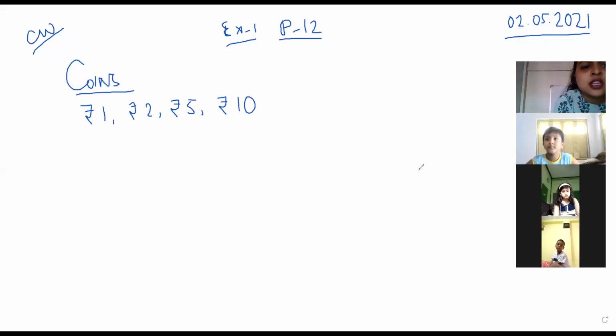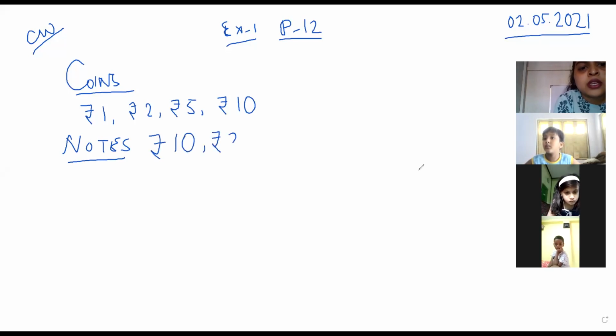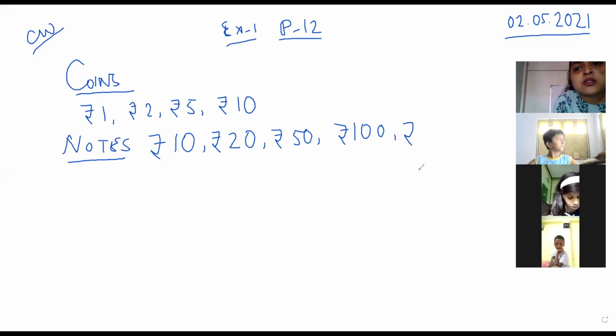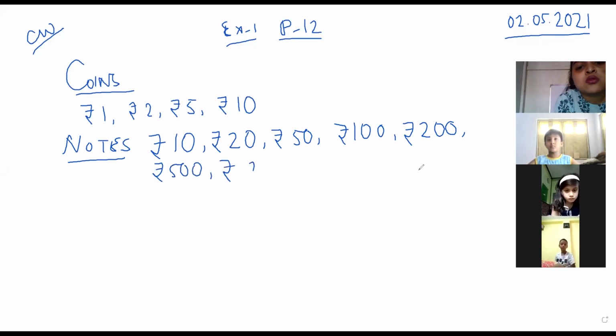Not reached to us till now. And how many notes can we generally see? Generally, we can see rupees 10 notes, which we all have seen and use. Rupees 20 also. Rupees 50 also. Rupees 100 also. Rupees 200 also. After that, rupees 500 also. And rupees 2000 also. These are all the coins and notes we can see. Generally, we use all those coins and notes for our daily purposes, right?